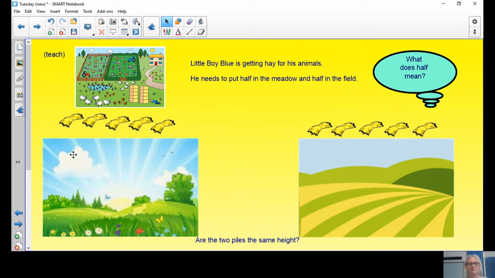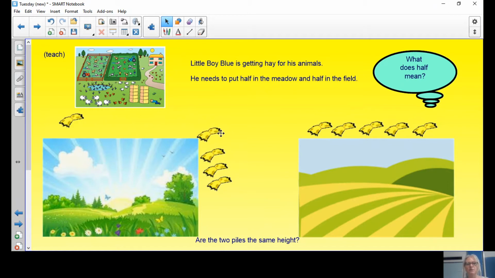So this side in the meadow, the animals have got 1, 2, 3, 4, 5 bits of hay. And over here in the field, they've got 1, 2, 3, 4, 5 bits of hay. So it says here, are the 2 piles the same? Well, this one's the same as this one. They look about the same, don't they? Now it asks me if they're the same height. So if I'm going to do height, that means I've got to make them going up and down, doesn't it?